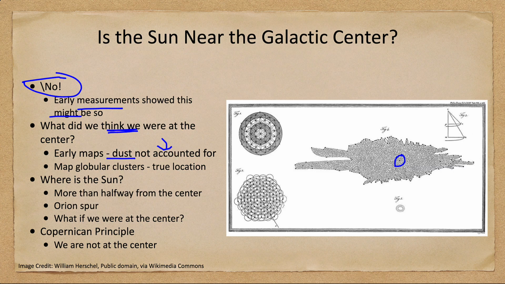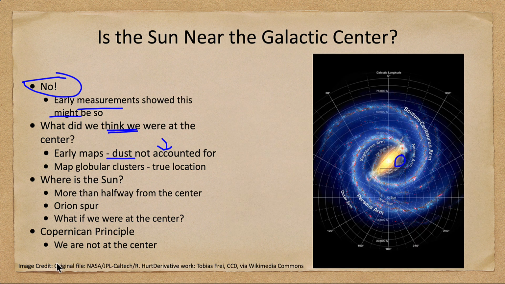If you take the dust into account, then we are nowhere near the center, and in fact, we can see the distribution here, and there is our sun down toward the bottom, in what is known as the Orion Spur, about halfway out from the center, or maybe a little bit more even.